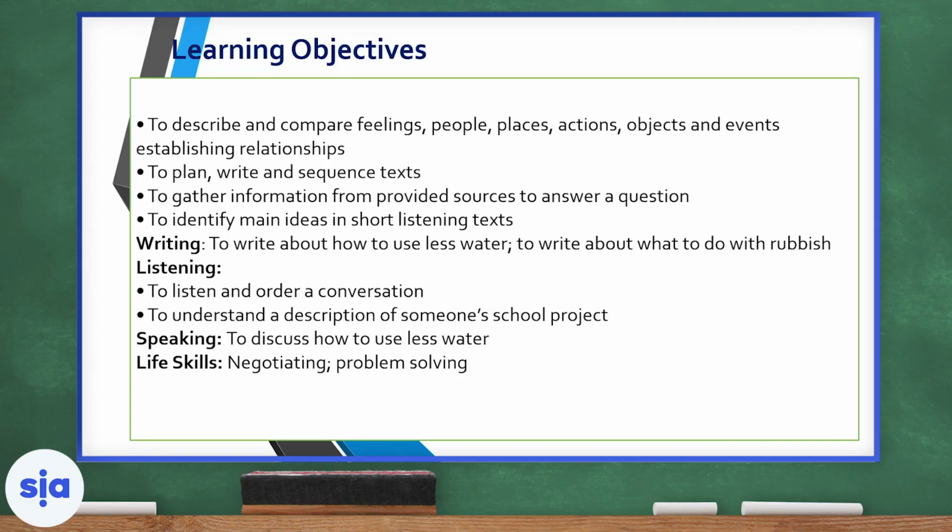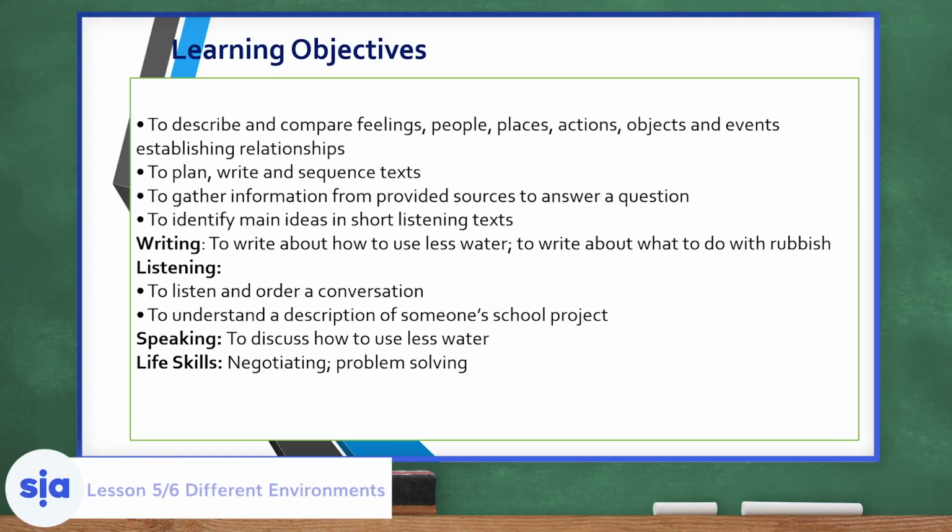We're working on Unit 6 still, but we're doing lessons 5 and 6. Our topic is still different environments. Let's start with our objectives. We're going to describe and compare feelings of people, places, actions, objects, and events, and establish relationships.